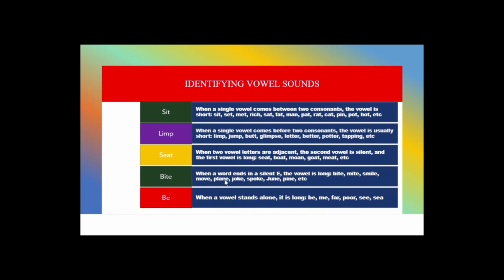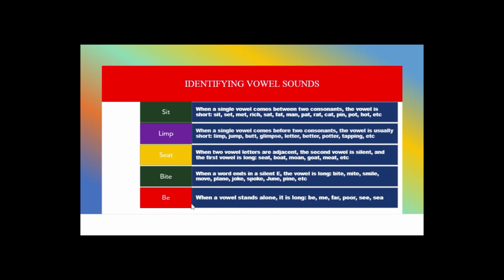Now, the next rule, when a word ends in a silent E, the vowel is long. Now, an example of a word ending in a silent E is bite, B-I-T-E. Here, E is silent. It is not bit, it is bite. For this reason, the vowel is long, so what we have is bite. Other examples include might, smile, move, plain, joke, spoke, June, and pine.